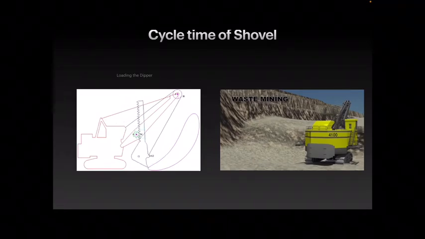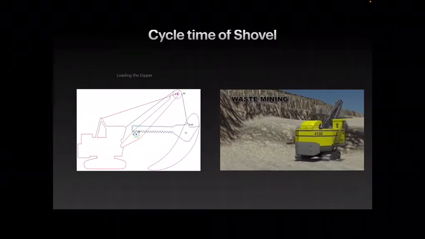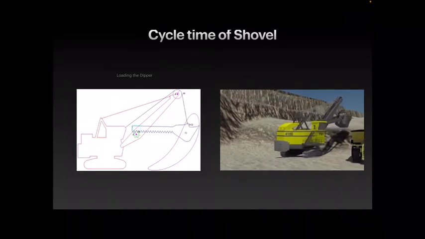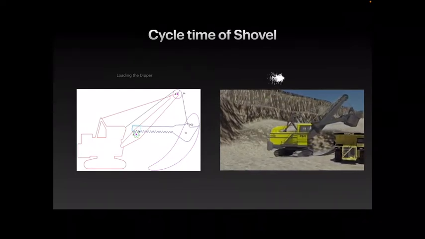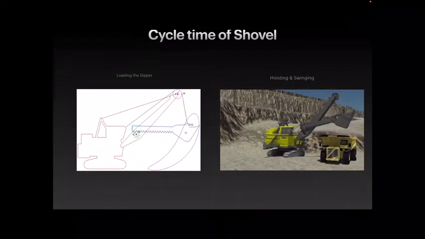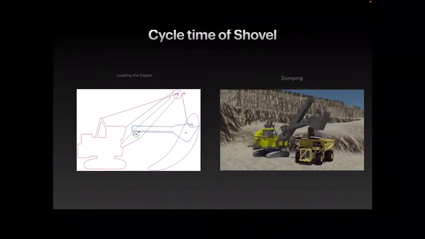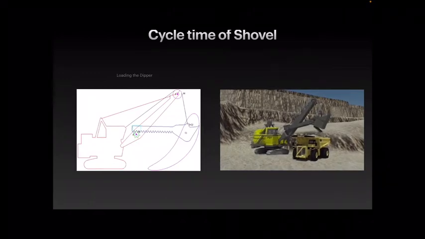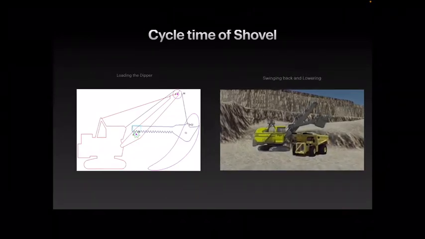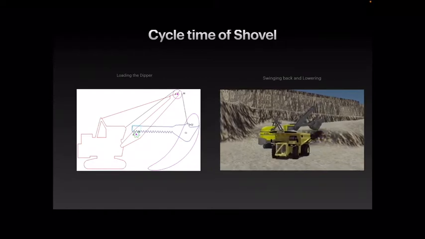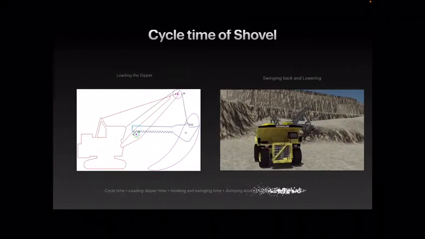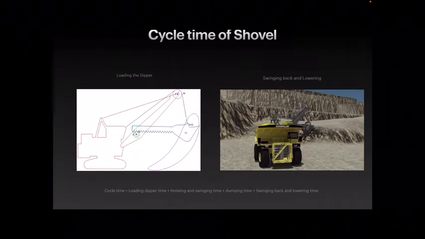And then another process is the hoisting and swinging of the bucket arm. You can see once the material has been filled up into the bucket, it swings over the dump truck, and then another step is dumping. Material is being dumped into the truck, and then it is again swinging back and lowering down. So this is the entire cycle time of a shovel. In this way, we can calculate the cycle time of a shovel.